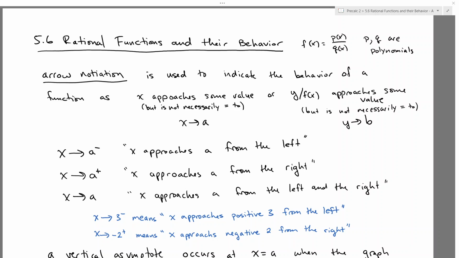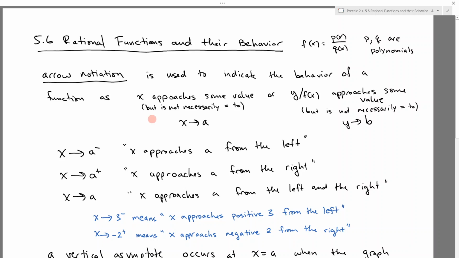In this video, we're going to talk about rational functions and their behavior. Rational functions are just functions in the form of a fraction where both the top and the bottom are polynomials. To describe this behavior, we're going to use what's called arrow notation.